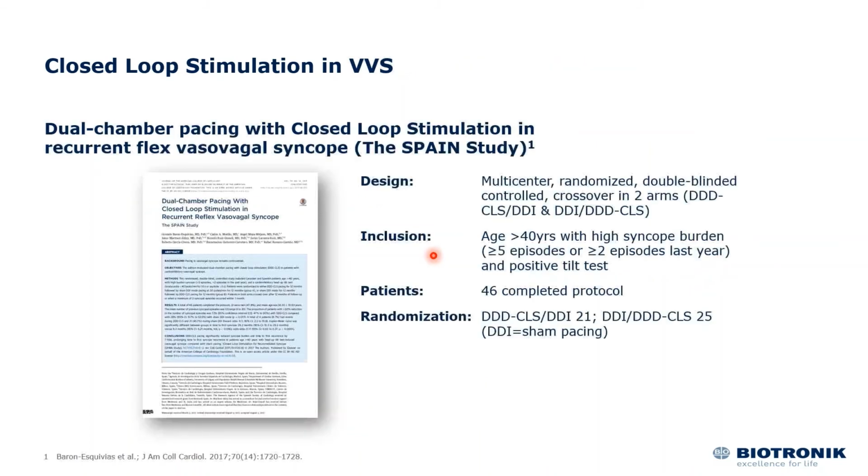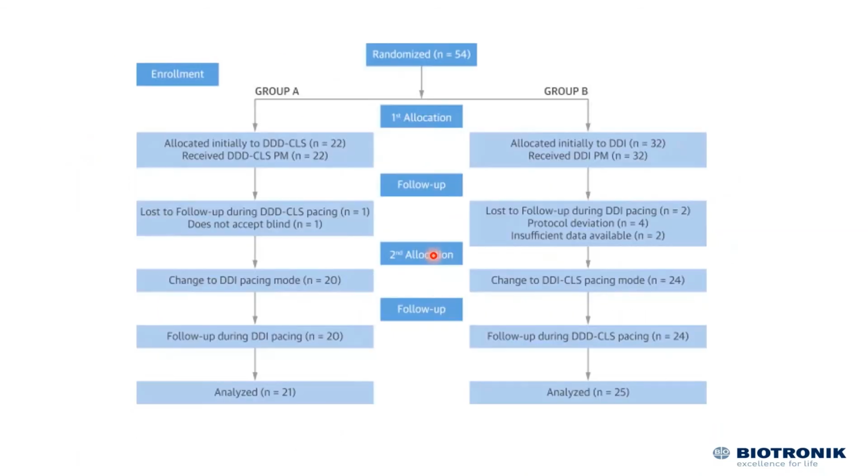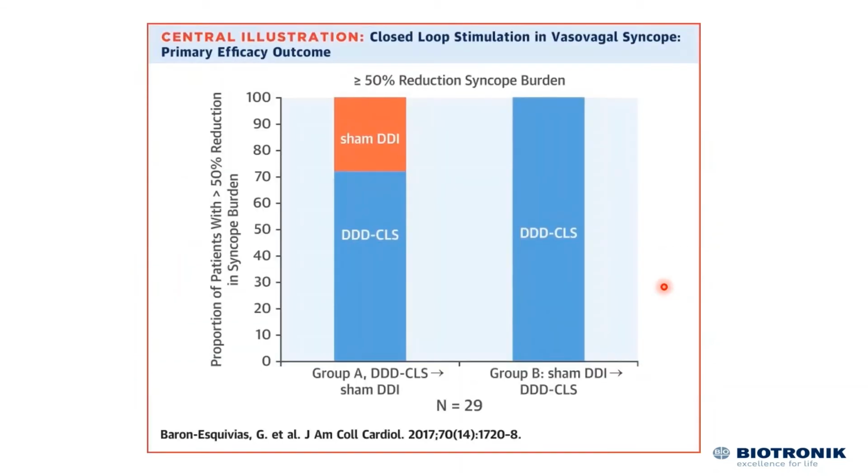And of course, the other study that I'm just going to run through is the Spain study, with about 46 patients, in group A and group B. One group was initially on the CLS algorithm, and the other was initially not on the CLS algorithm, and then they crossed over after that. Again, you do see that those with the CLS algorithm tend to have a very significant reduction in syncope because of the vasovagal response itself.